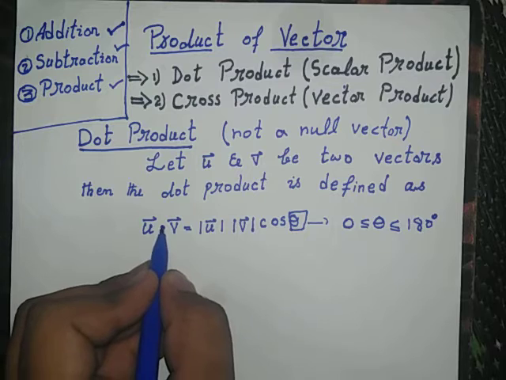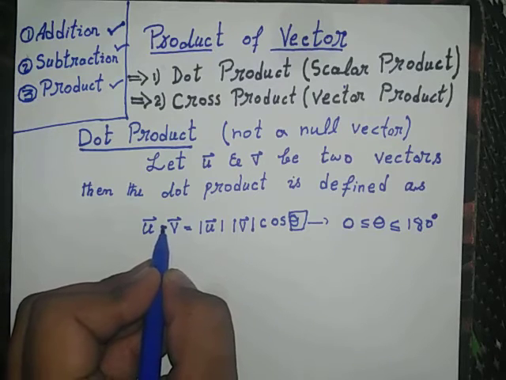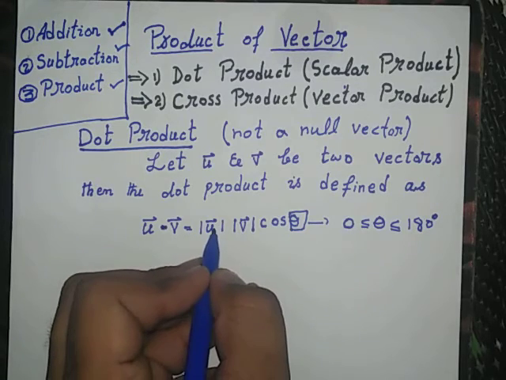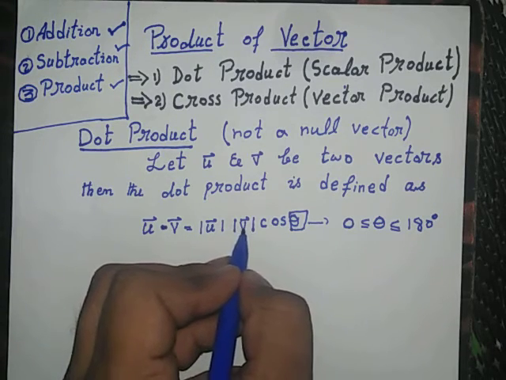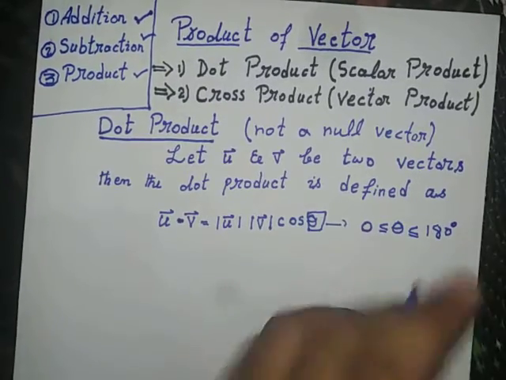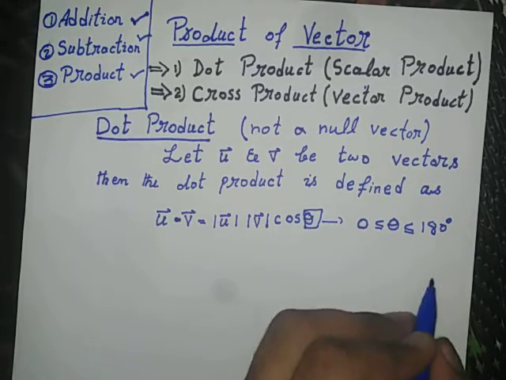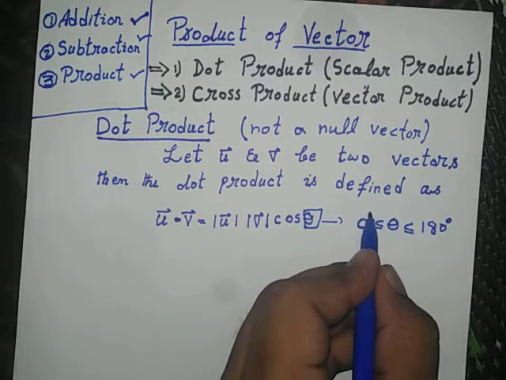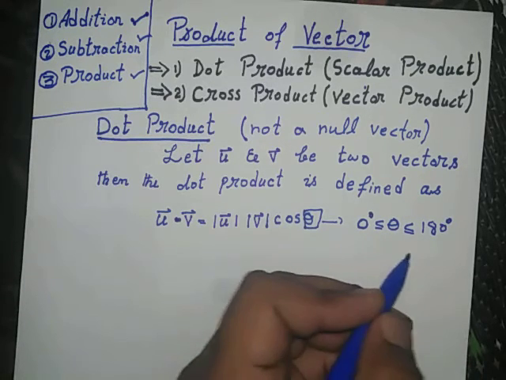Here dot is the operator of the product, which is equal to the magnitude of u times the magnitude of v times cos theta, where theta is the angle between both vectors u and v, and that theta lies from 0 degree to 180 degree.